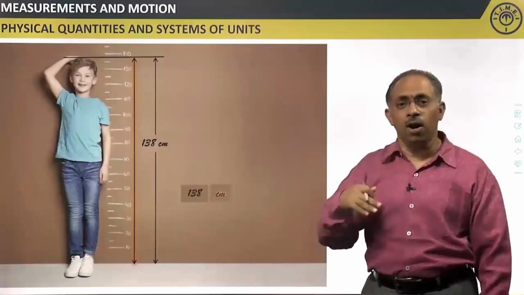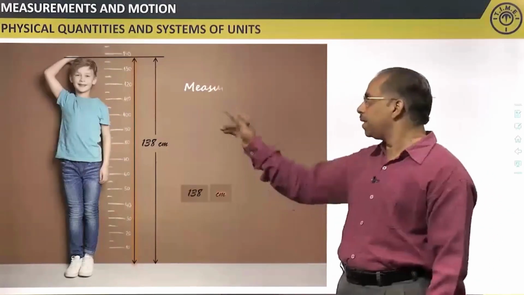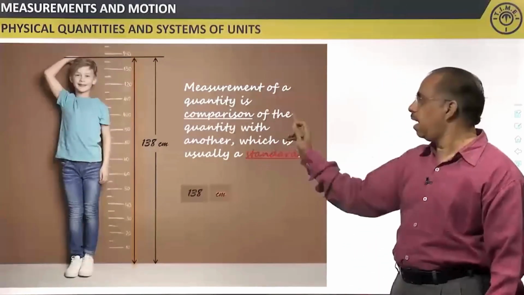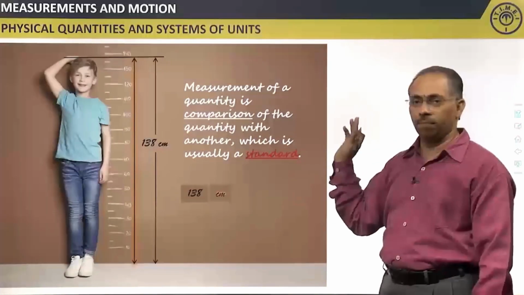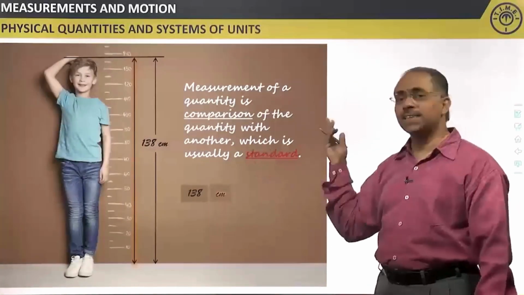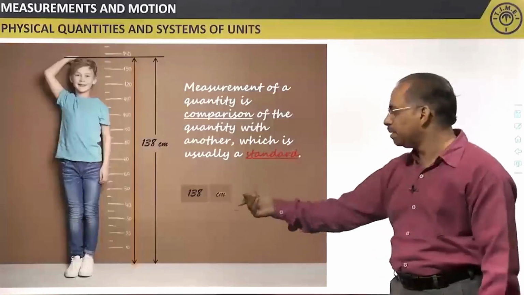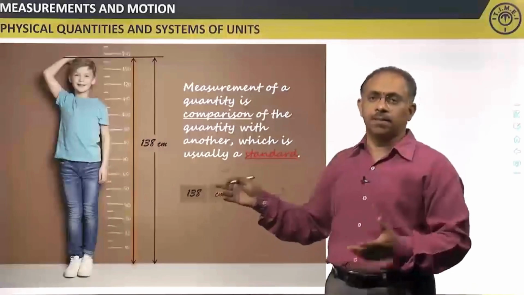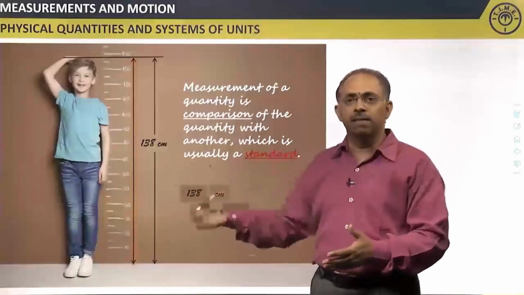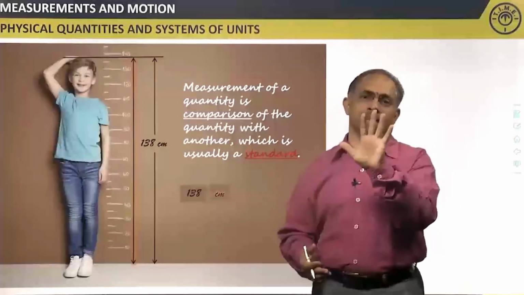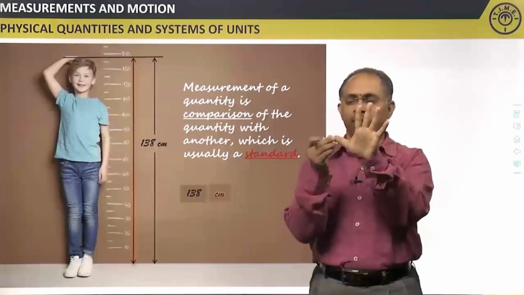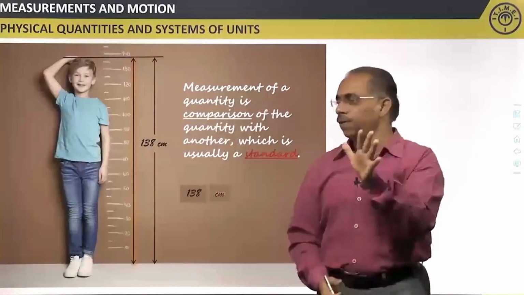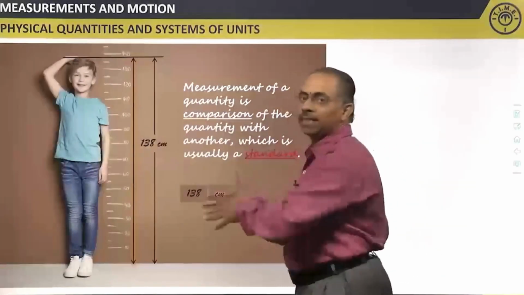Okay. So, now how can I define it? Measurement of a quantity is the comparison of the quantity with another one, which is usually a standard. What do you mean by standard? Centimeter is a standard. So, if I wanted to measure the length of this boy with another unit, say my hand, I can use the hand span from one edge to the other edge, from thumb to the little finger over here.